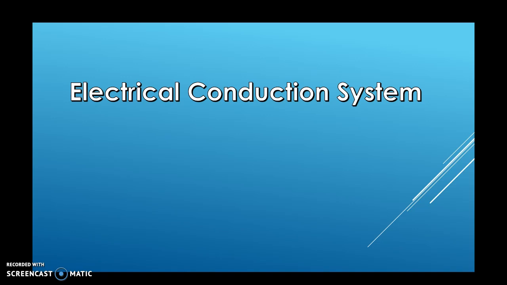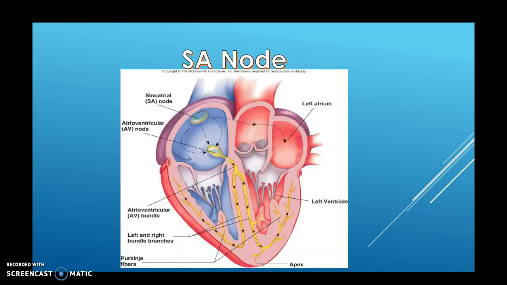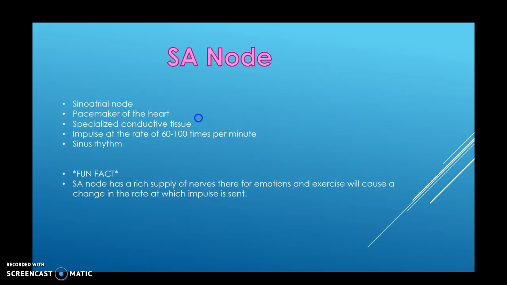So how does that get stimulated? So here, we're going to talk about the SA node. The SA node, located in the right atrium, is the pacemaker of the heart. Okay? It's where an electrical impulse is generated.